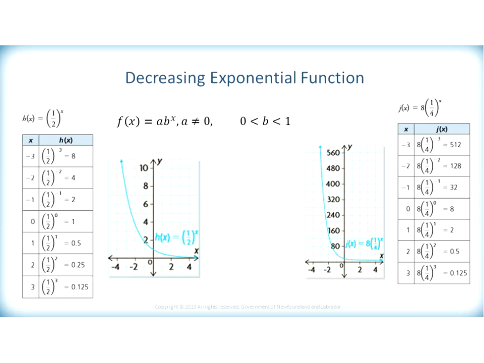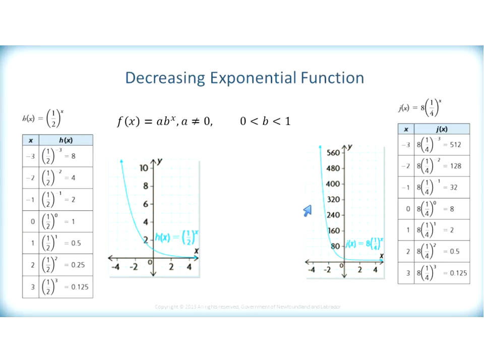Let's have a look at decreasing exponential functions. And we see here the base is 1/2. Of course, that's between 0 and 1. And hence we have a decreasing exponential function. If we look at h of 0, because when x is 0, we find the y-intercept, that would be 1. And there's a 1 here in the a place.